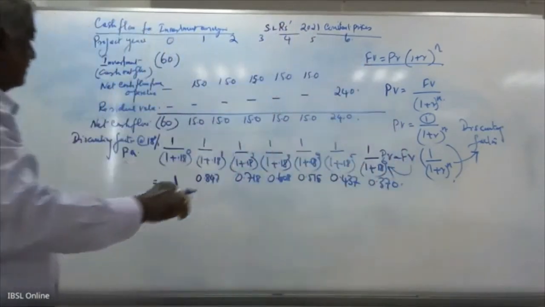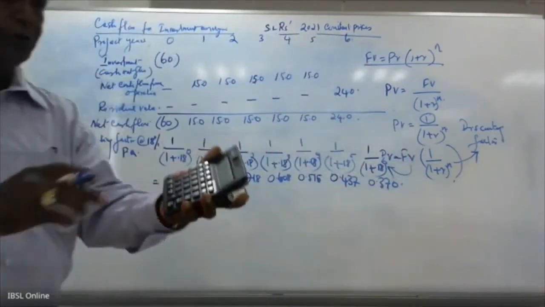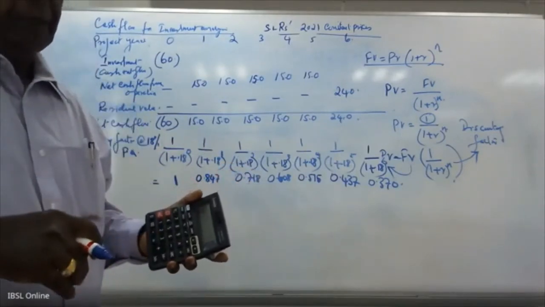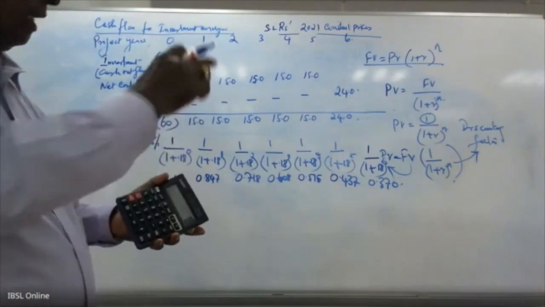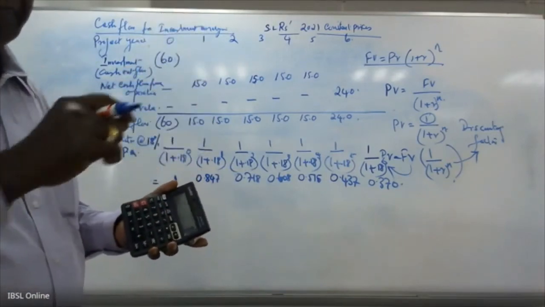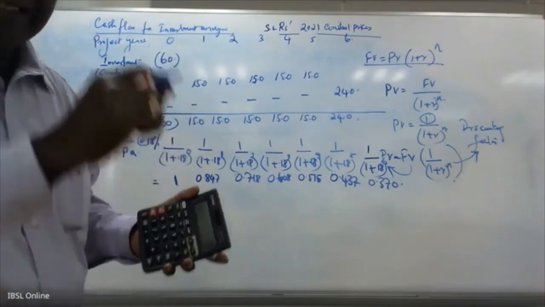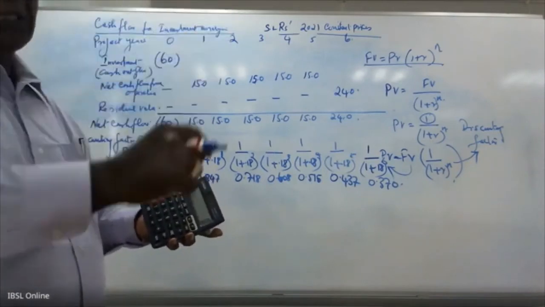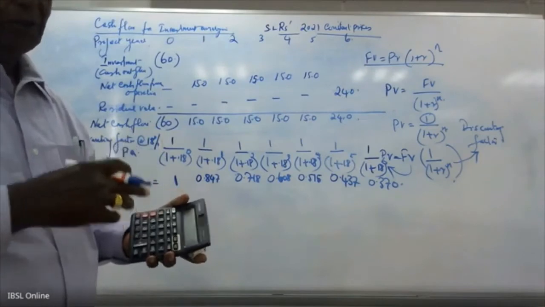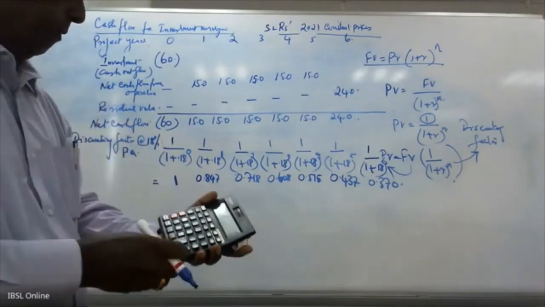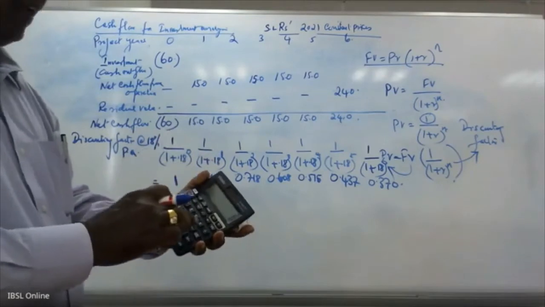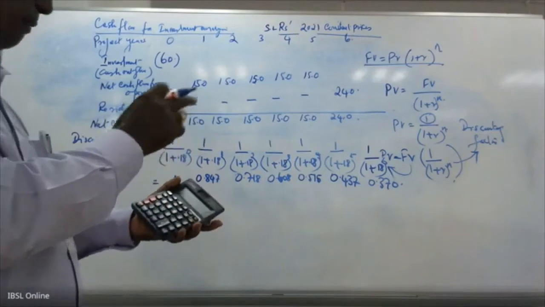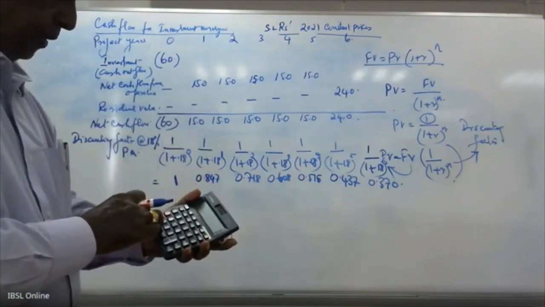So this is the discounting factor by using the ordinary calculator. Otherwise, you have to go to the discounting table. For a particular interest rate, here it is 18%, and for particular years, you can find out the discounting factor and put it. Instead of that, using the calculator, once again, 1 divided by 1.18.